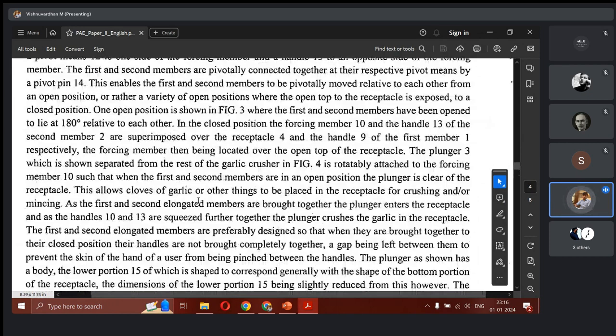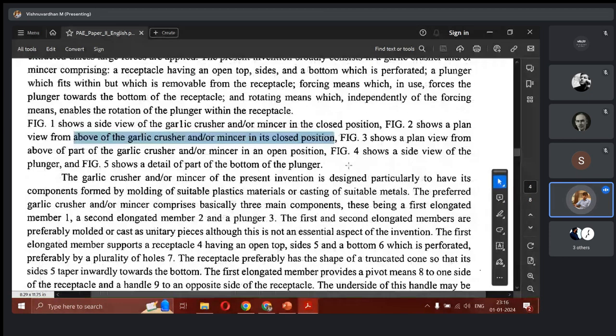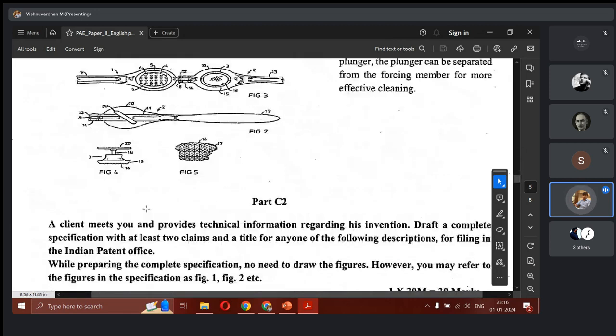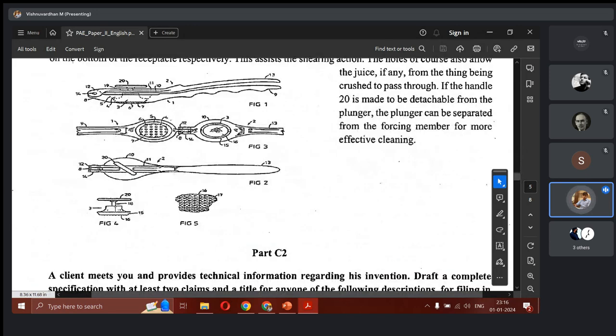Okay, so then figure 3, once you read figure number 3, shows a plan view as in top view from above the part of the garlic crusher in an open position. We already saw, right? When it's open from the top, that's what it looks like. And figure 4 shows a side view of the plunger. Okay, so now that there is a plunger, that is the inventive step, right? This figure 4, this plunger that you can spin inside. So it's put from the top. You can see it from here, the top, number 20. And when you look at it from the top itself, this is 20.